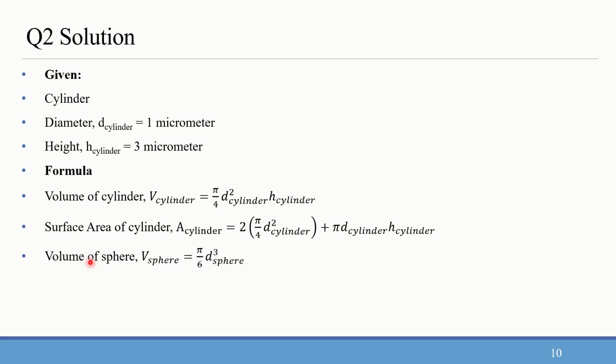And the third one, we have to compare it with the sphere. So we have the volume of the sphere, which is pi by 6 d cube, that is 4 by 3 pi r cube. For ease, I have written everything in diameter instead of radius. And finally, the surface area of the sphere is 4 pi r square, or pi d square.